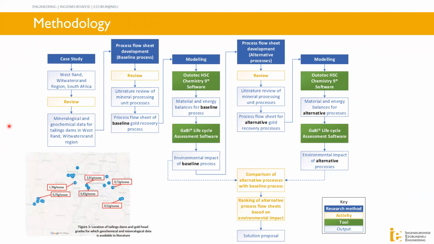This is the flow diagram that shows the methodology that was followed in the work. The case study was identified through a mineralogical survey of tailings dams in the Witwatersrand, and this was done in the open literature. So selection of the case study was based on availability of mineralogical and geochemical data, and this was necessary for effective modeling of the flow sheets. Unfortunately, not a lot of this information is openly available. So mineralogy informs the processing strategy.